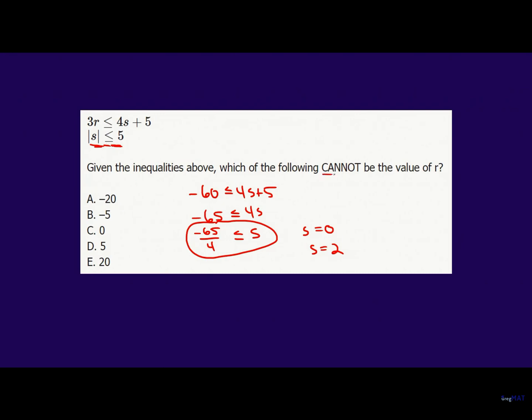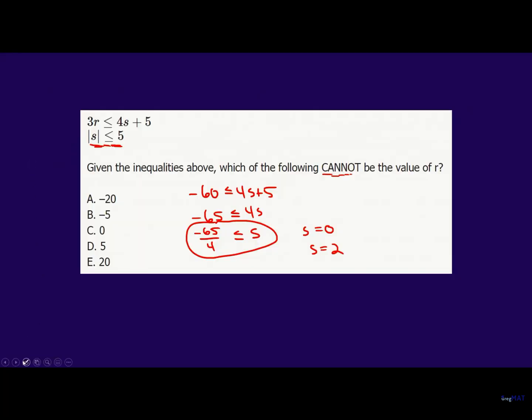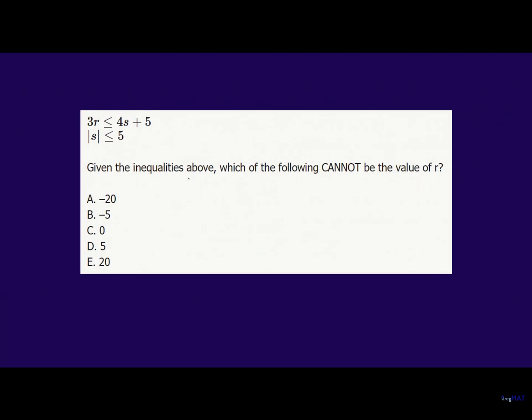Remember, this is a "cannot," which means 100% it never works, right? Here, let's go ahead and plug in the 20. I think if we plug in the 20, it'll illustrate this concept. So if we plug in the 20, we get 60, and then 4s plus 5, which means 55, and then 4s, which means that s must be greater. And let's just call this, I don't know, 14, just for fun.